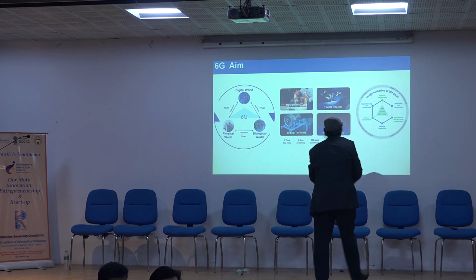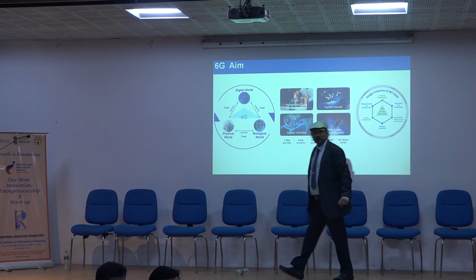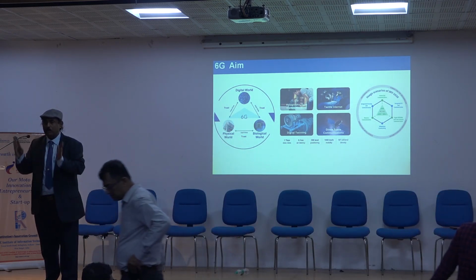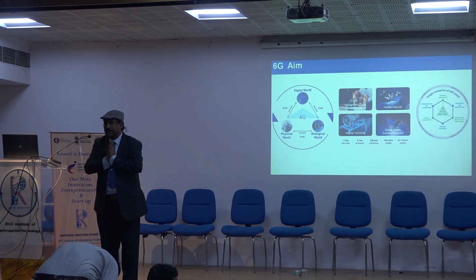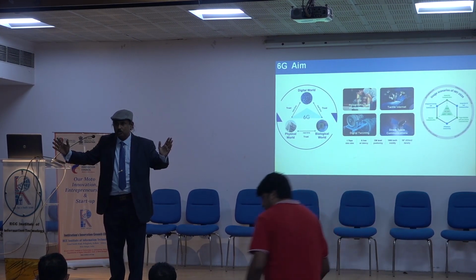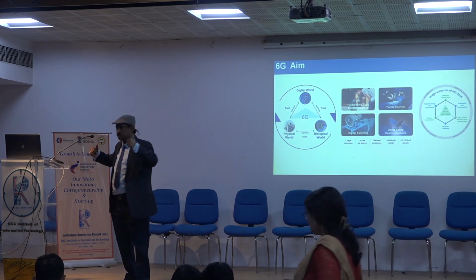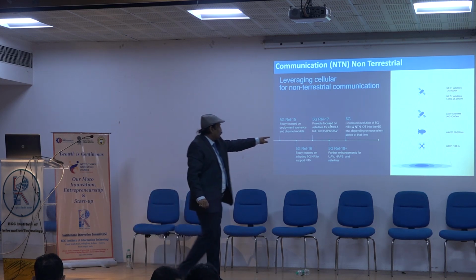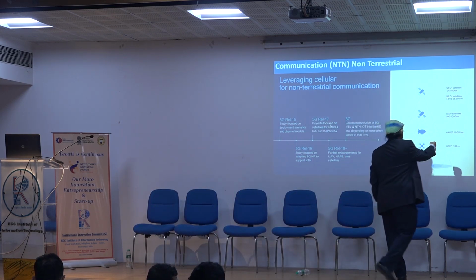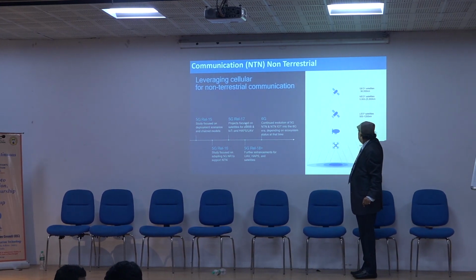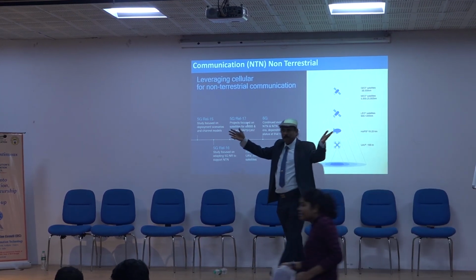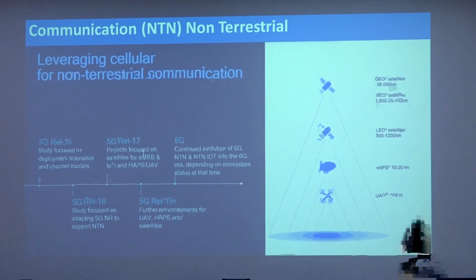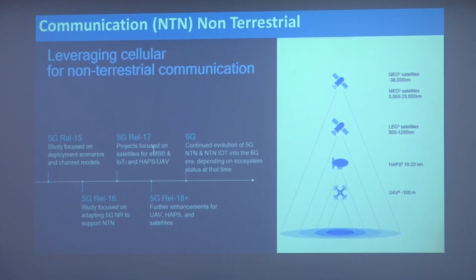And last but not the least, we require ubiquitous coverage. A lot of places, seas and oceans are uncovered, and we want to give coverage. Normal terrestrial links cannot give that coverage, so we require non-terrestrial coverage. In non-terrestrial coverage, you will find unmanned aerial vehicles, high altitude platform systems, and satellites that you must have learned, LEO satellites, GEO satellites. Now these satellites or drones will be giving a huge amount of coverage.